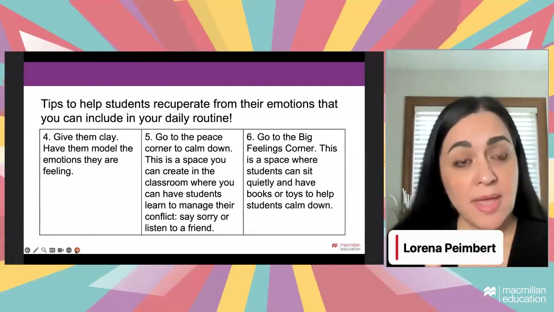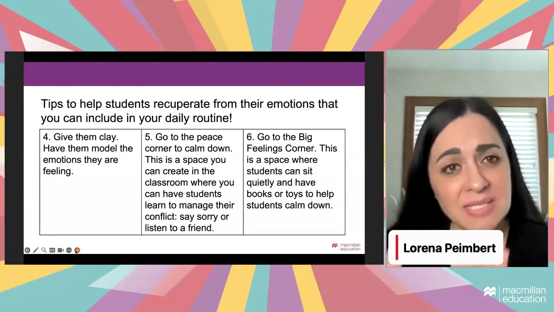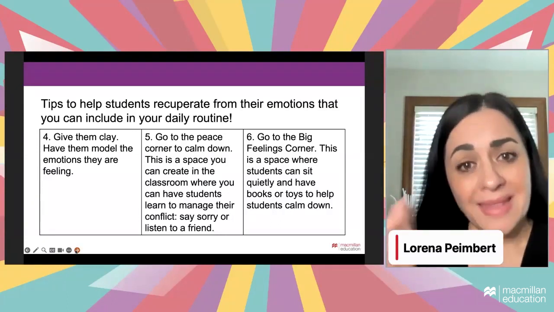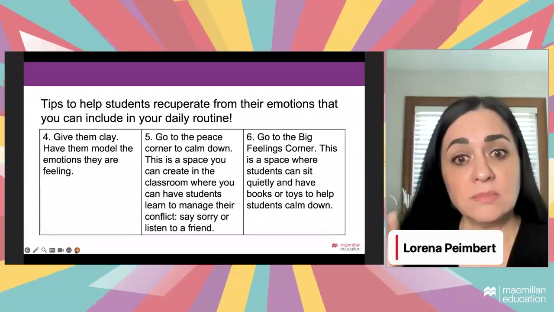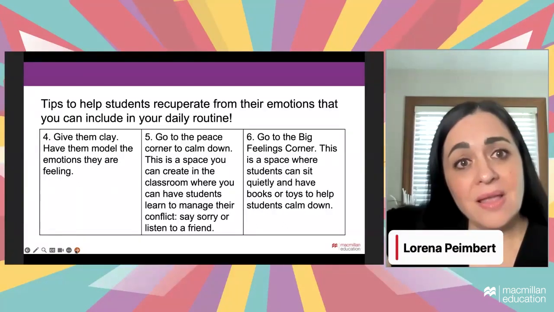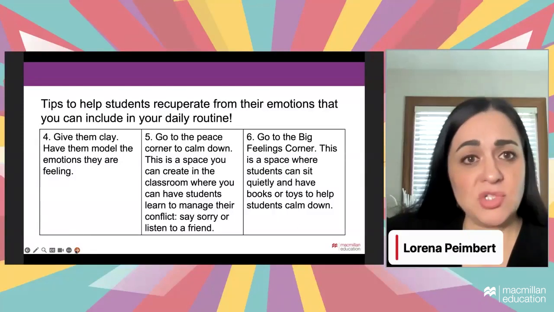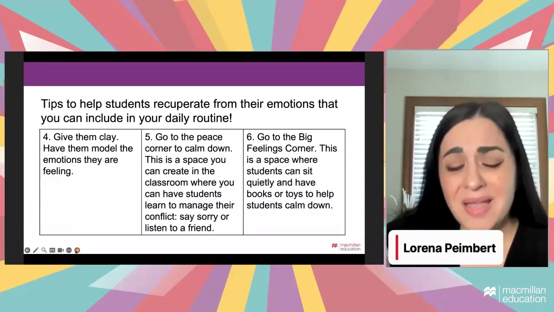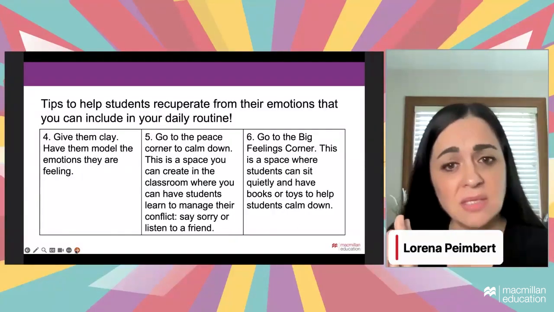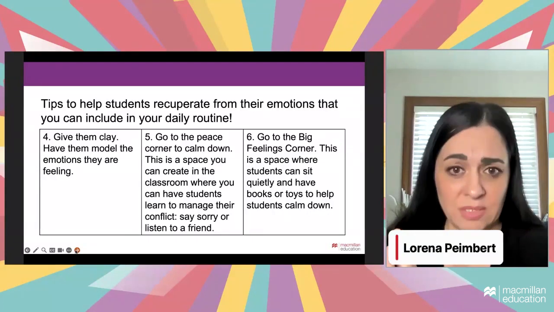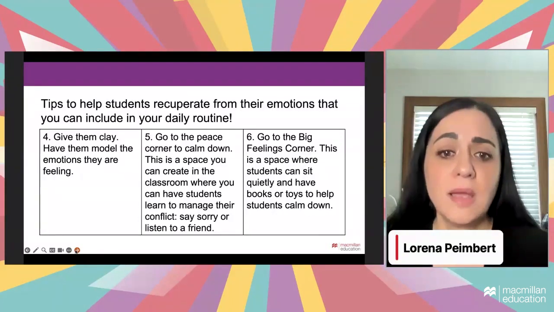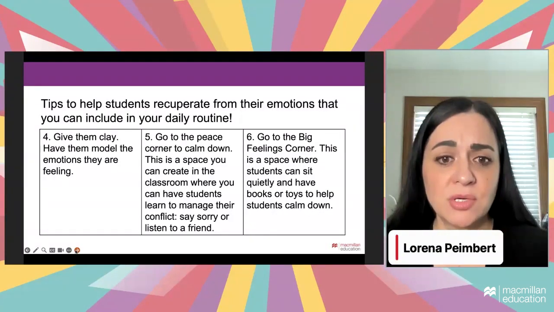You can also have, if possible, a place in the classroom that is going to be a peace corner so students can calm down, okay? And there, they are going to learn to manage their conflict or to say I am sorry. In that place, you say sorry or you listen to a friend. What happened? And then they manage their conflict there.